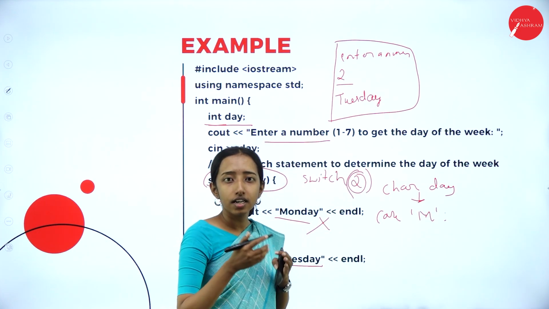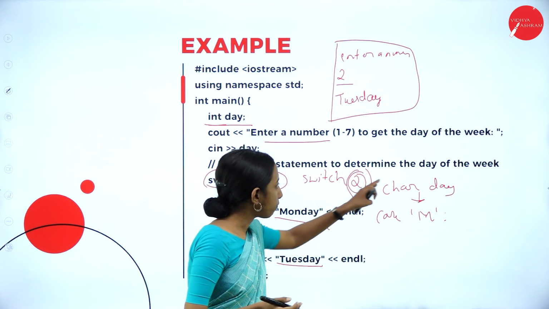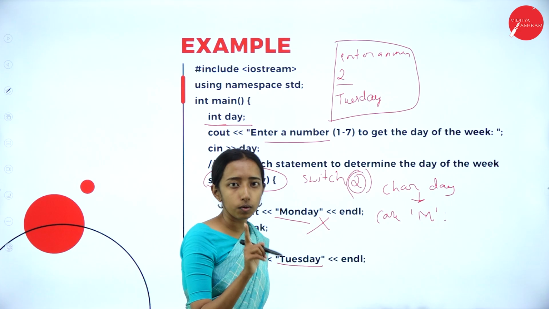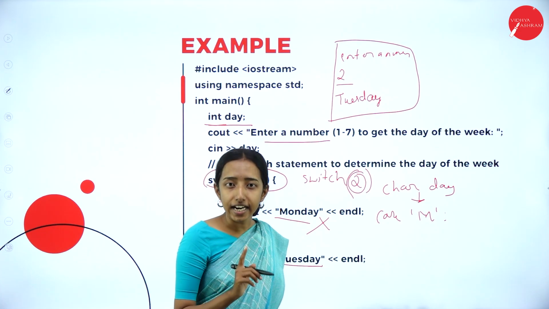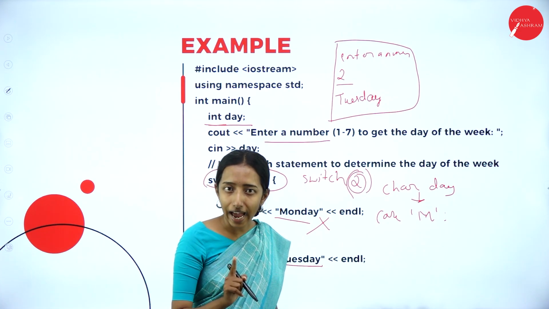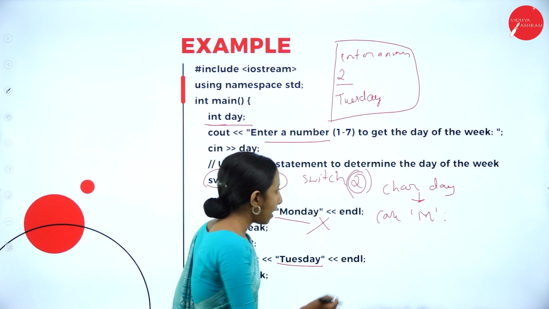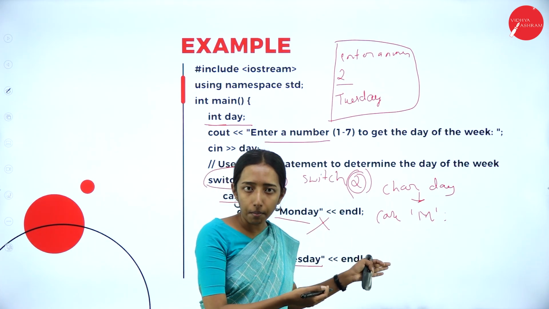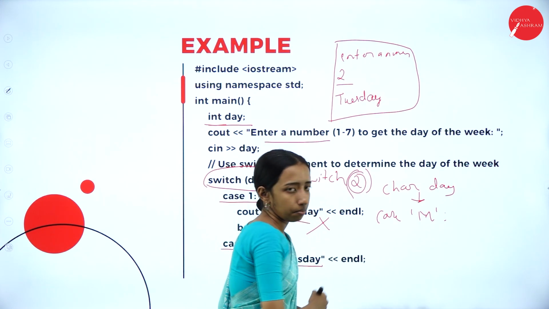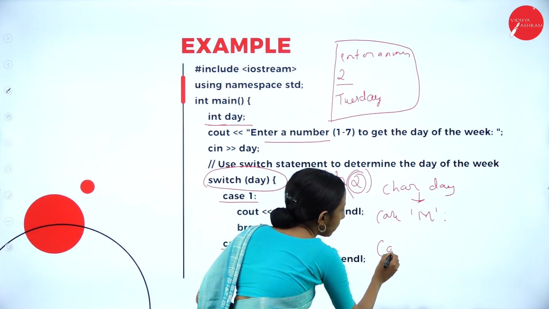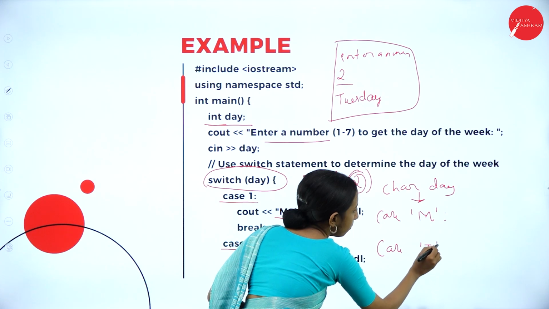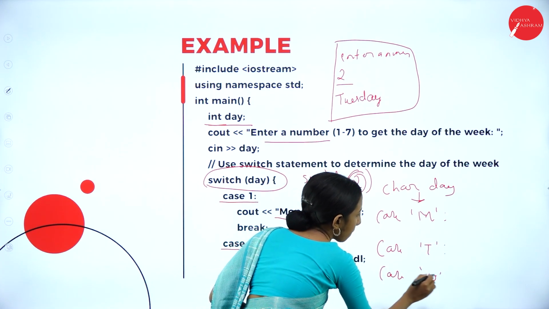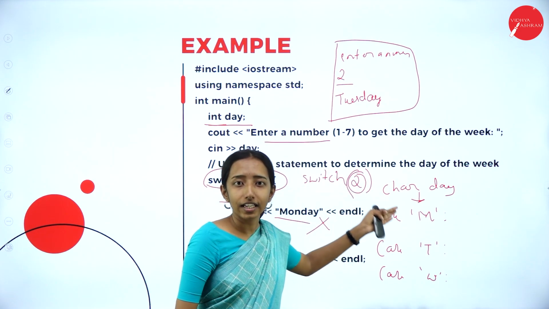If I take the data type of day as char, I should give the value in single quotes, because char is a data type that takes only a single character in single quotes. And I will be giving case m. You can give any variable name. As a programmer, I am giving case m. In that way, we can have case t, case v. So this way also we can give the value.